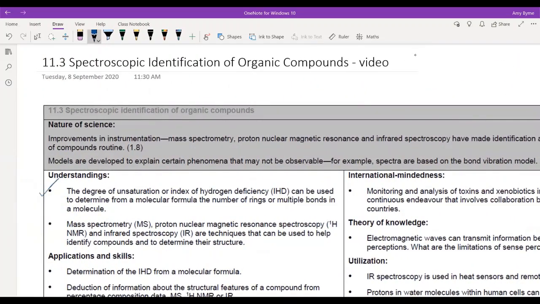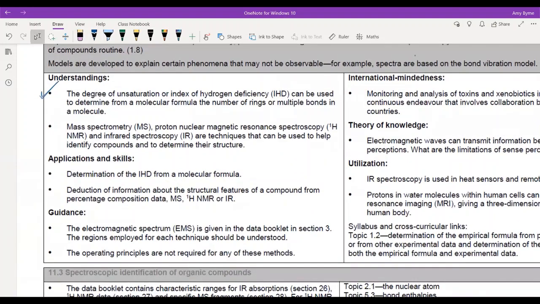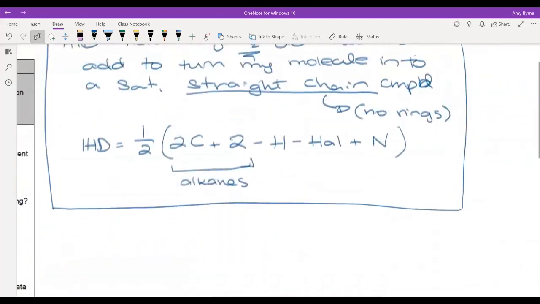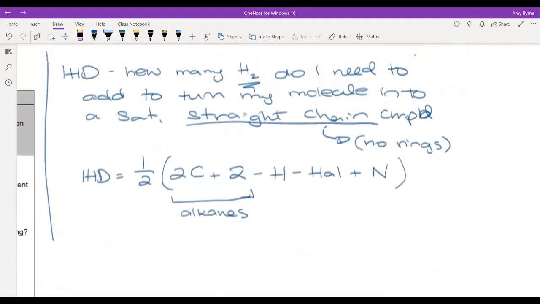So I've talked about IHD, and I've given you some practice questions on another page where we determine IHD from a molecular formula. But let's just practice with one. Let's practice with a super simple one. You know how I feel about benzene. Benzene is awesome.